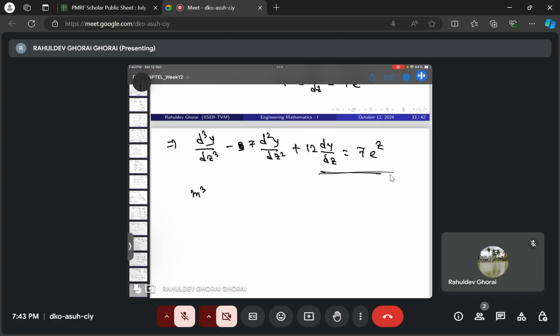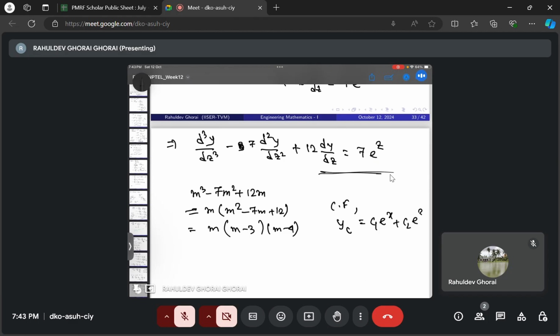So it will be m cube minus 7m square plus 12m is equal to 0, which implies m times m square minus 7m plus 12. So that will be m times m minus 3 times m minus 4. So CF, the complementary function or complementary solution, will be yc is equal to c1 plus c2 e to the power 3z plus c3 e to the power 4z, right?